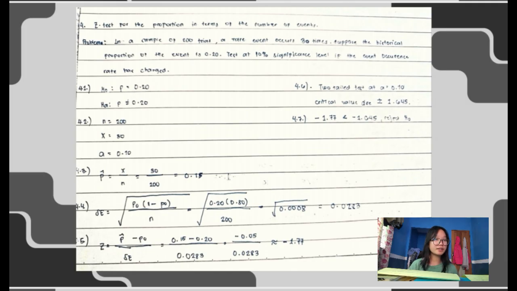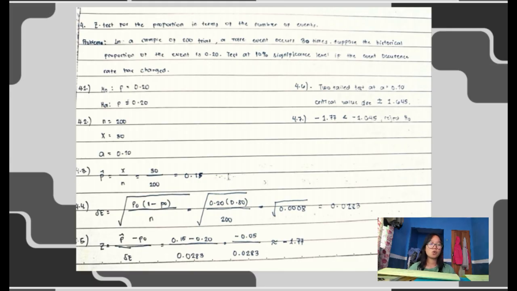So that one is the problem solving, which is the z-test for proportion. In the previous slide, the problem solving was the z-test for a proportion. Now it is also the same, but in terms of the number of events. As you can see in the PowerPoint presentation, there is a problem. In a sample of 200 trials, a rare event occurs 30 times. Suppose the historical proportion of the event is 0.20. Test at the 10% significance level if the event occurrence rate has changed.